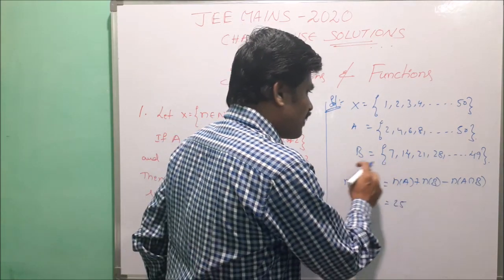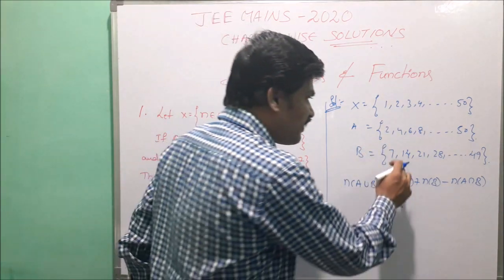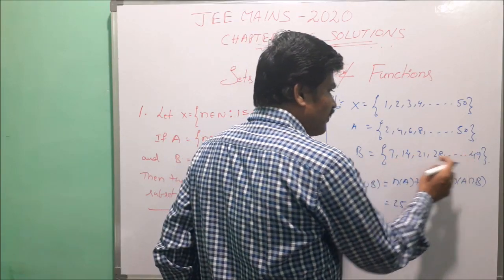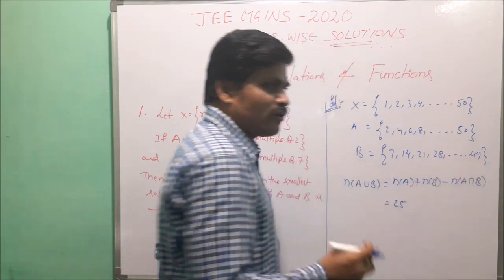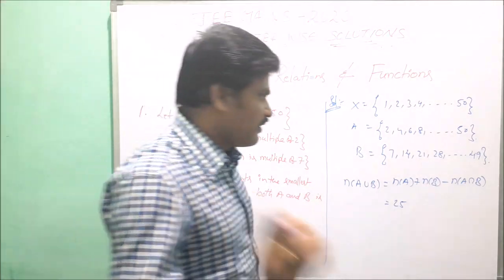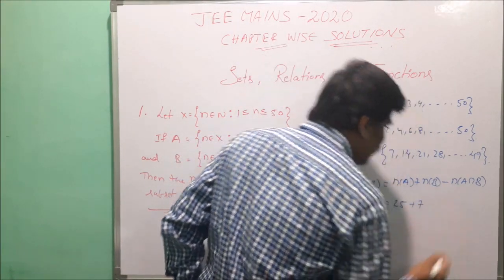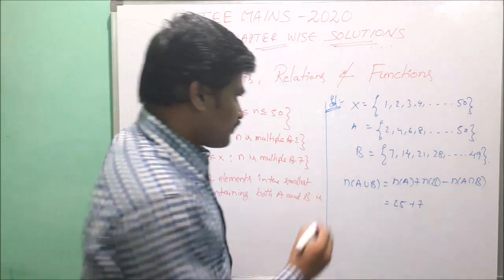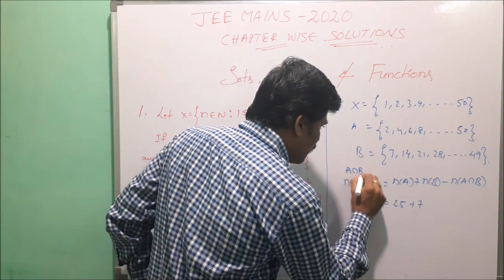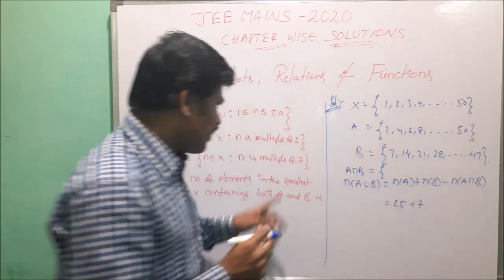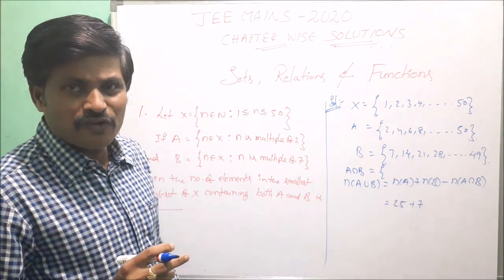Similarly, we find the number of elements in the set B. Now this is also clear. 7 to 49. So 7 sevens are 49. So the total numbers equal 7. So here the number of elements in the set B equals 7. Similarly, A intersection B, the number of common elements, the multiples of 2 and 7.